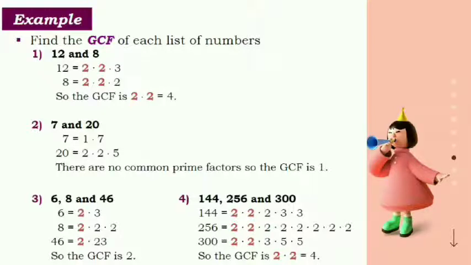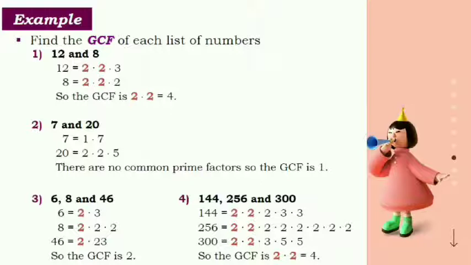Next, 7 and 20. 7 is equal to 1 times 7. Next, 20 is equal to 2 times 2 times 5. So there are no common prime factors, so the GCF is 1.